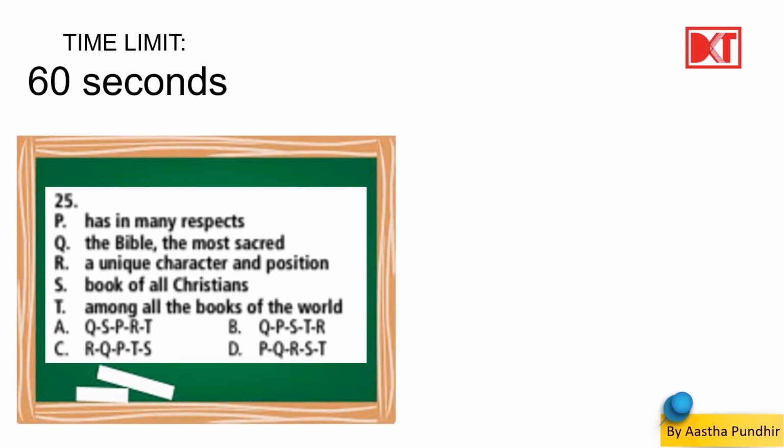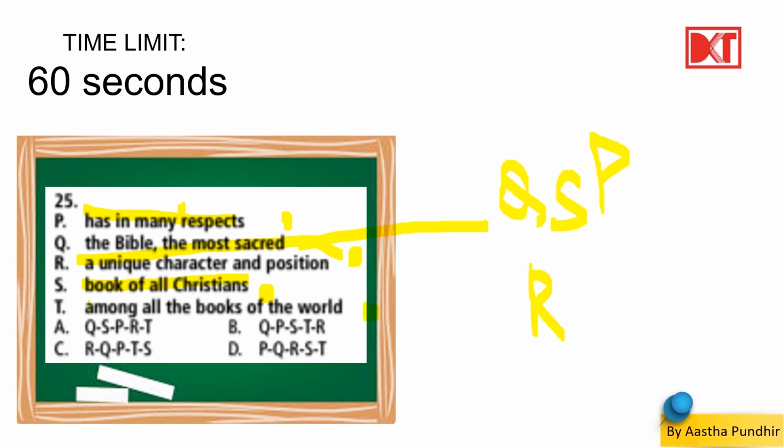Here we have has in many respects the Bible, the most sacred, a unique character and position, book of all Christians among all the books of the world. So we can start it off with the Bible, the most sacred book of all Christians, has in many respects, a unique character and position among all the books of the world. So the correct answer is QSPRT. Okay, so yes, A.